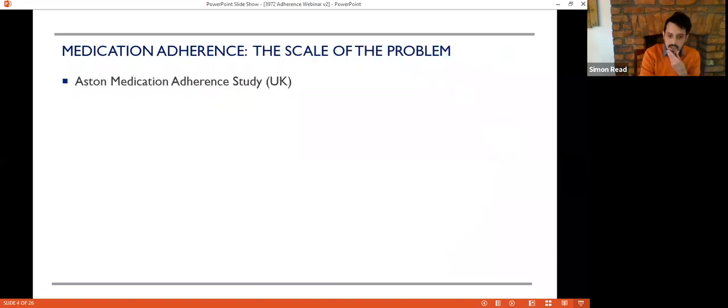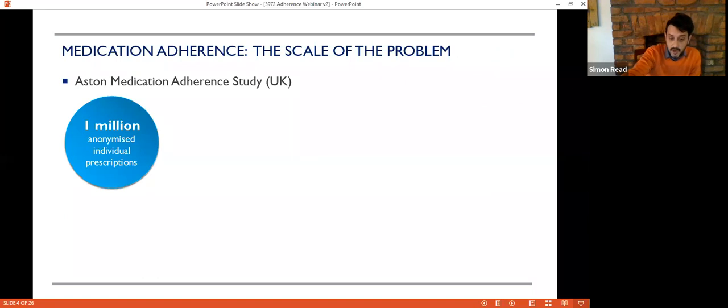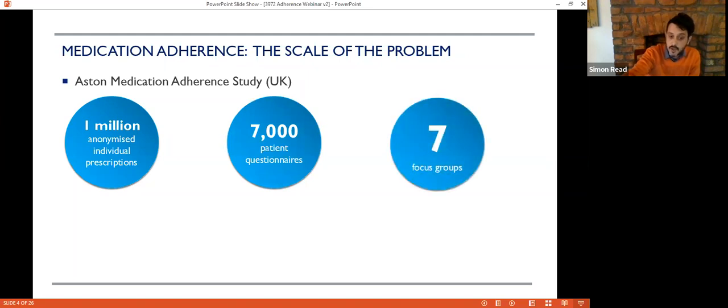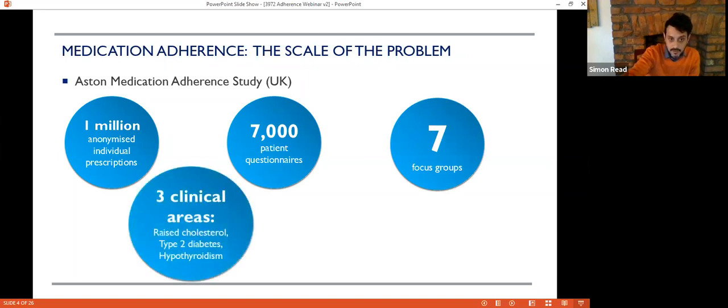So what is the scale of the problem and what are its consequences? Looking into the UK context, one large-scale recent UK study was the Aston Medication Adherence Study, and that was conducted by researchers at Aston University's Pharmacy School. It was one of the first large-scale real investigations into medication adherence in the UK, and that study incorporated 1 million anonymized individual prescriptions, conducted more than 7,000 patient questionnaires, around 7 separate focus groups to look into why patients stopped taking their drugs in 3 clinical areas, those being raised cholesterol, type 2 diabetes, and hypothyroidism.